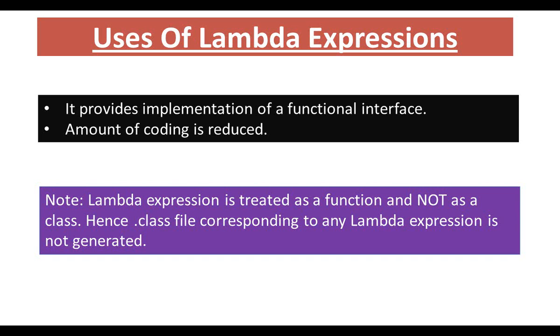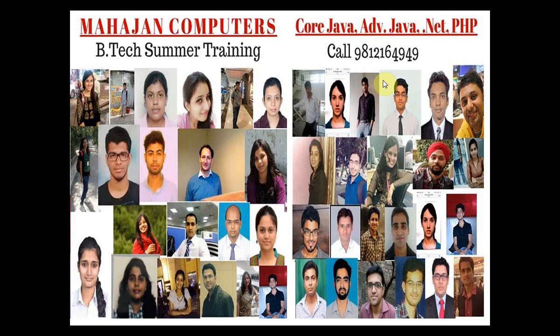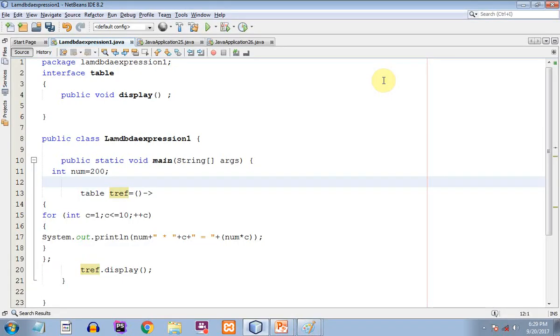But in Lambda expression, no dot class file will be created. Why? Because Lambda expressions are not treated as a class, they are treated as a function. So Lambda expression is treated as a function and not as a class. Hence, dot class file corresponding to any Lambda expression is not generated. So I will be explaining the things with the help of examples written in NetBeans.